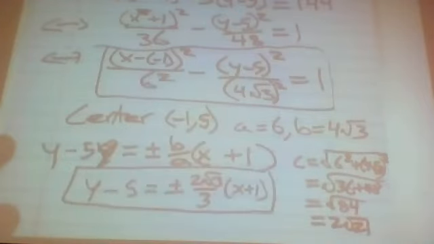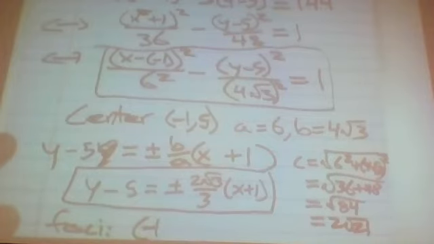Which means that the foci, since this opens with x, the positive term that opens in the x direction, you can sketch it if you want. The foci are this many units each side left and right of the center. So the foci are at minus 1 plus or minus 2 square root 21, 5. You just take the center plus or minus the focal length.